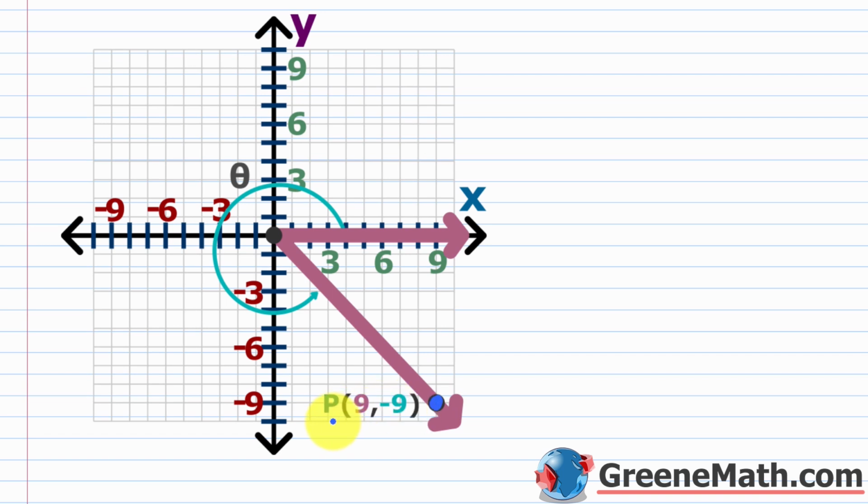So if we highlight this point here, again, this is 9, -9. That's going to be our point. Let's just call it P, okay? And basically what we're looking at is our angle here, theta, okay? So we want to find the 6 trigonometric functions based on this guy.